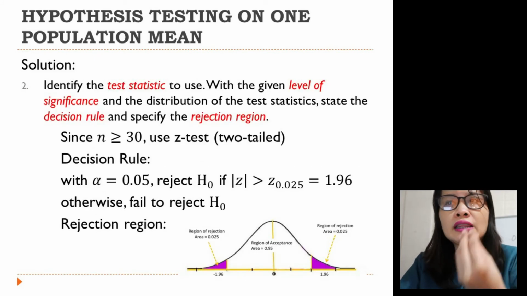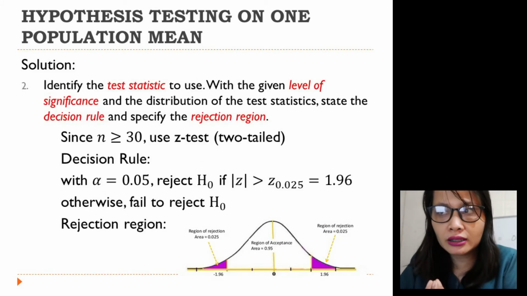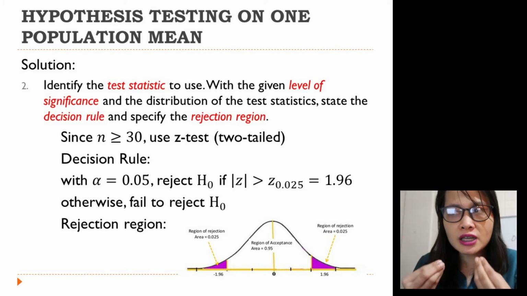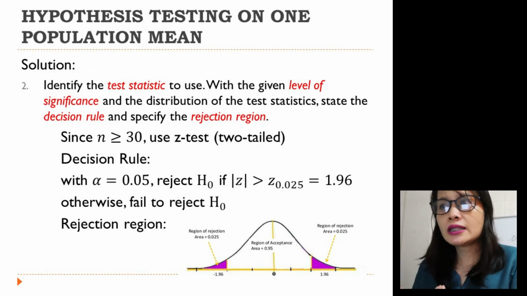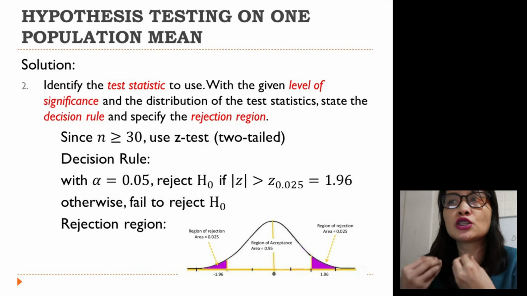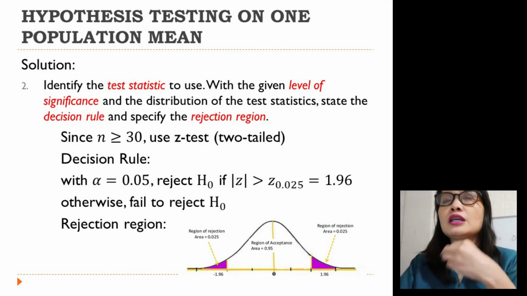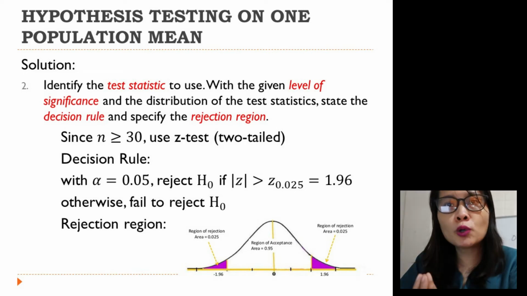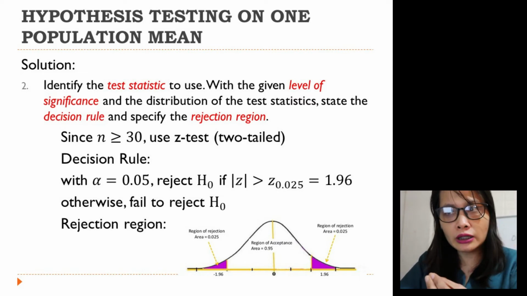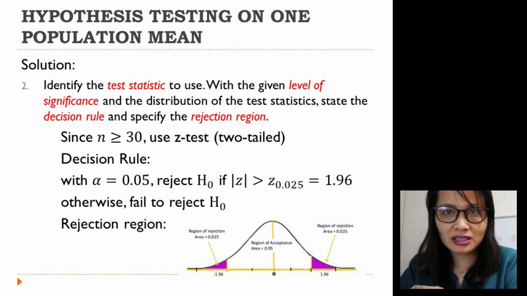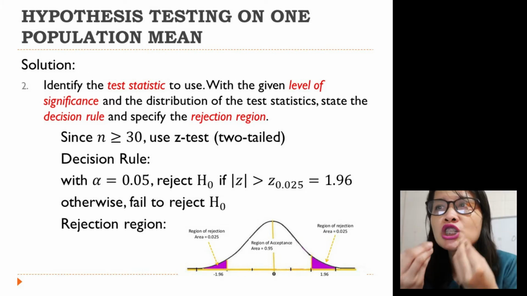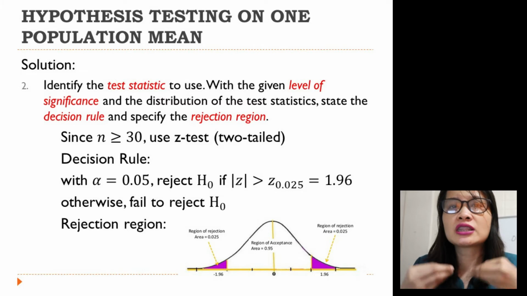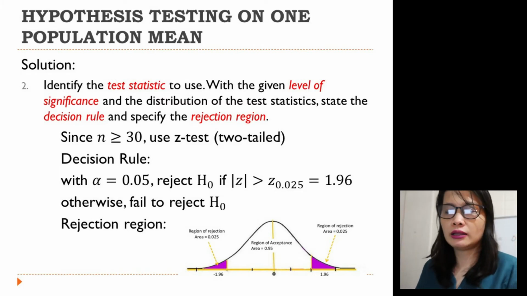Number 2, you need to identify the test statistic to use. And how do you do that? With a given level of significance and the distribution of the test statistic, state the decision rule and specify the rejection region. So in here, since the sample size is greater than or equal to 30, use z-test. Two-tailed. Miss, bakit naging two-tailed? Going back, ano ba yung HA natin? Is it directional or non-directional?